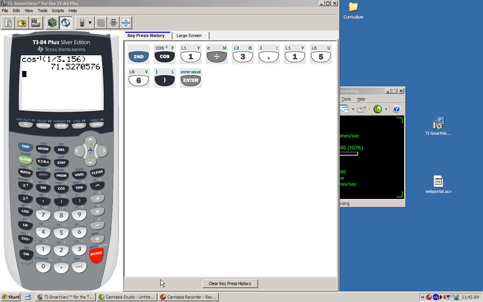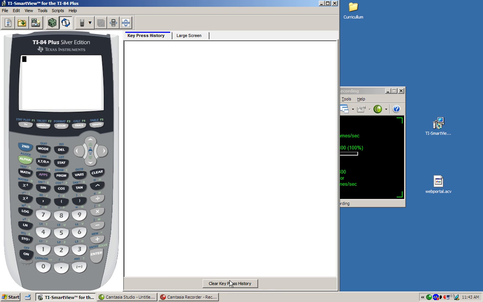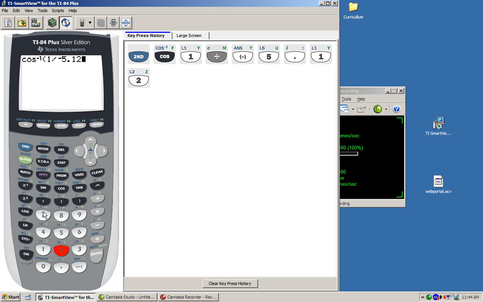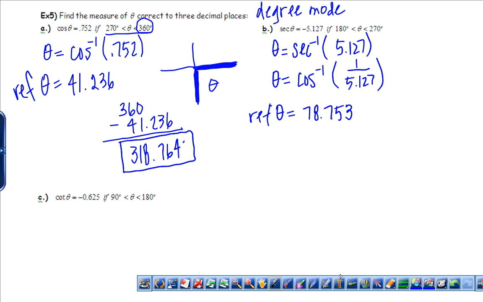If you plug in the negative version, which is arc cosine of 1 divided by negative 5.127, you get this number, 101. This is not a reference angle, and now you're going to have to go back and find the reference angle. So if you drop the negative every single time, you will get a reference angle. Okay? So it's a little shortcut for you.